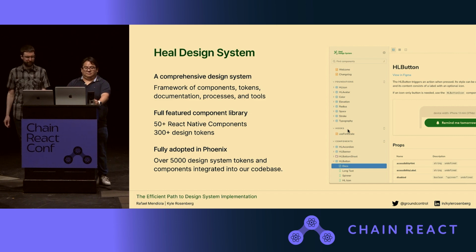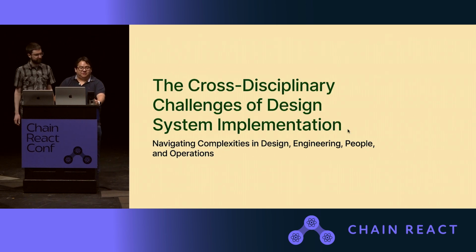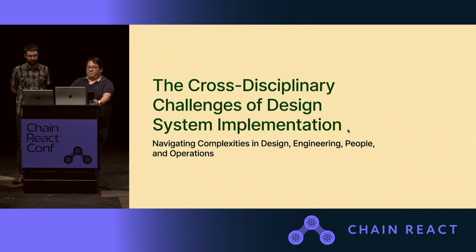For developers, we provide the Heal component library as an internal NPM package. And for designers, they have the same set of components and tokens, but in their Figma library. Heal components are documented in Storybook for devs and Zero Height for designers. And the system also has processes for things that it follows, like building new components and supporting teams. Let's get started on the challenges that we face in implementing this design system.